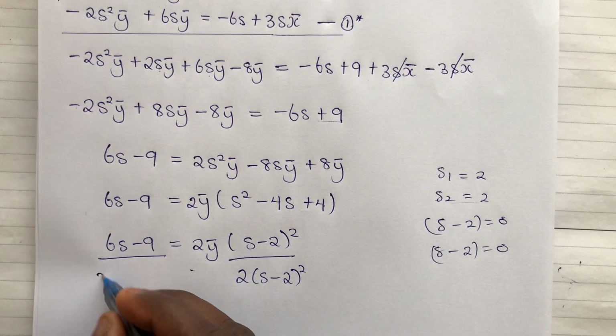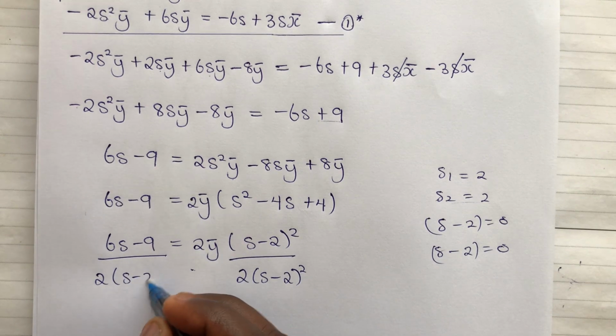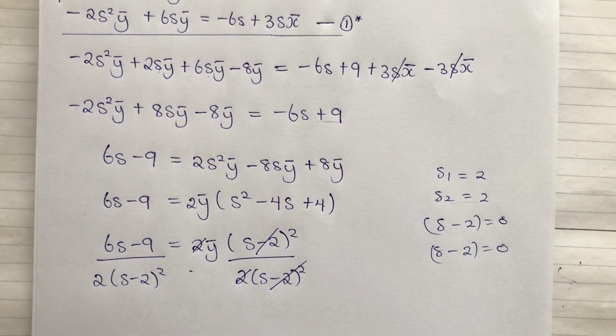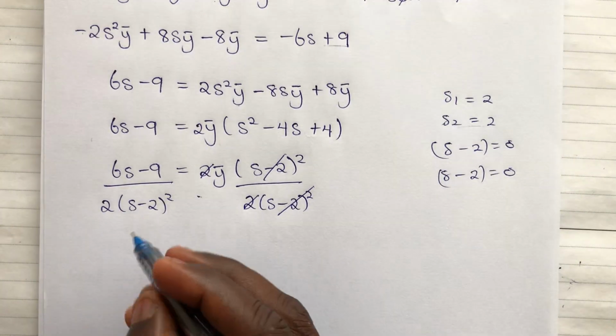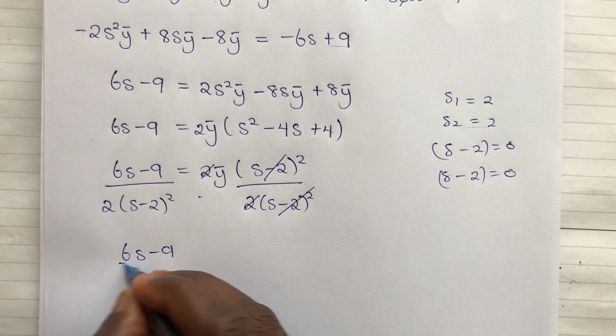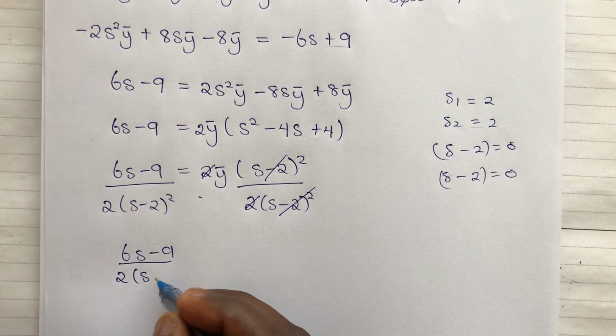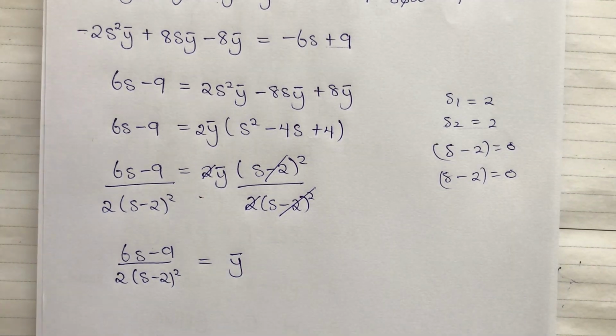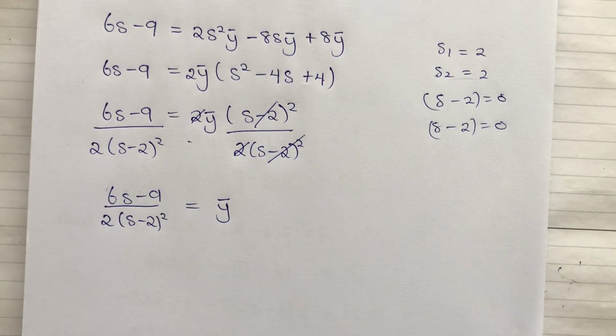So we do the same thing here, 2 times S minus 2 all squared. This will take care of this. This will cancel this. Okay, so now we are left with 6s minus 9 out of 2 times s minus 2 all squared, giving us y bar. Now we can switch y bar into partial fractions and solve.